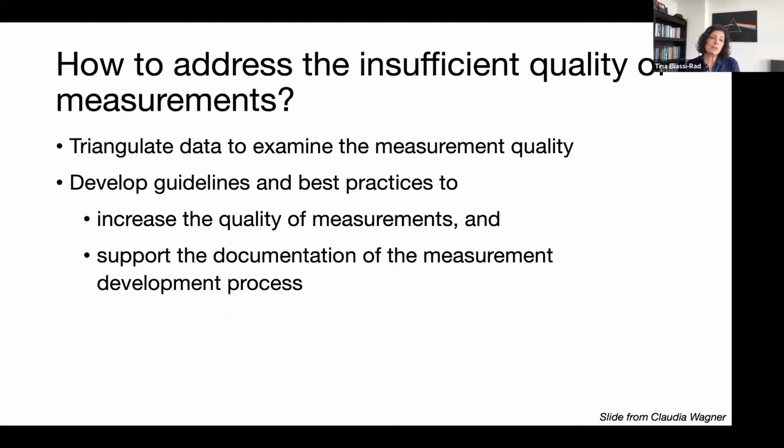So some of the ways to address the insufficient quality of measurements is to actually do multiple measurements of the phenomena you want to study. We're calling that triangulation. And then definitely developing guidelines and best practices so that we have professional norms in terms of documentation, the process of how you're doing your measurements, etc.